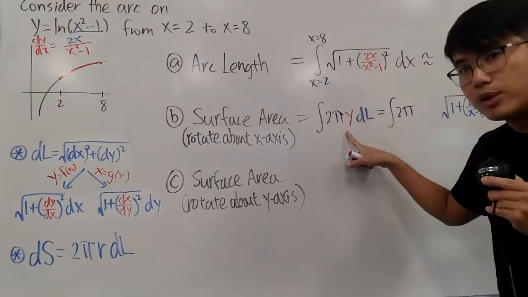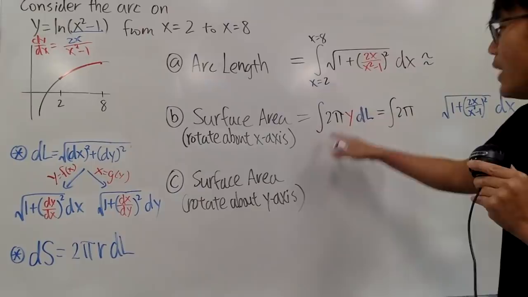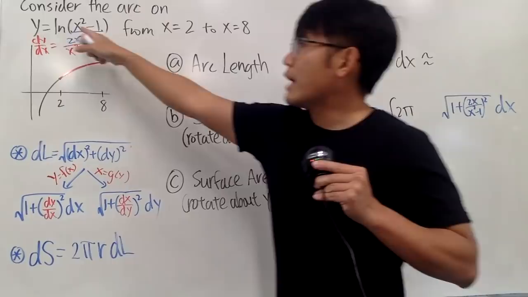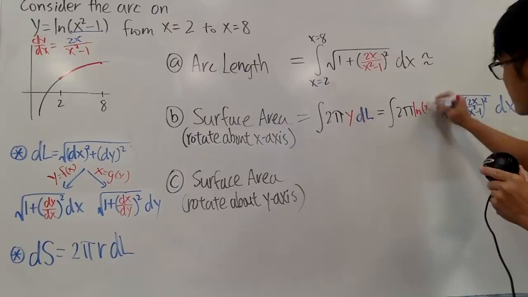Earlier, we talked about it. When we rotate about the x-axis, the radius is y, but now we are in the x world. So we have to actually look back to what y is in terms of x. So we have to write this down because, again, y is not invited in the x world. So write down this y as the natural log of x squared minus 1, like this.